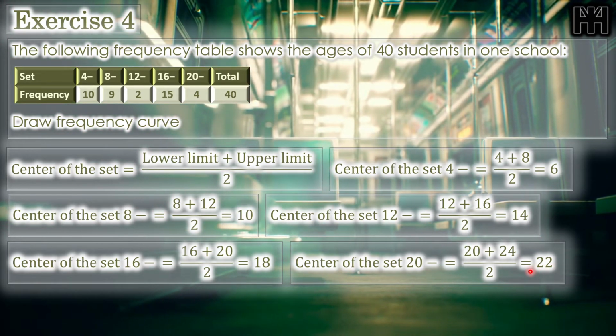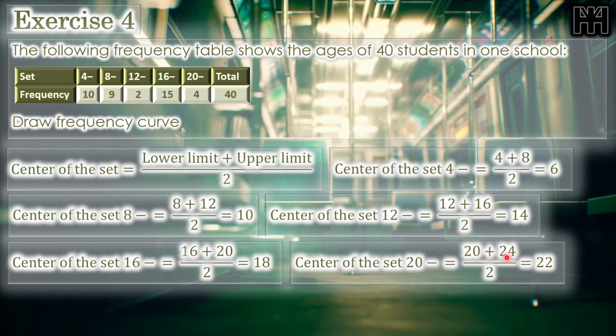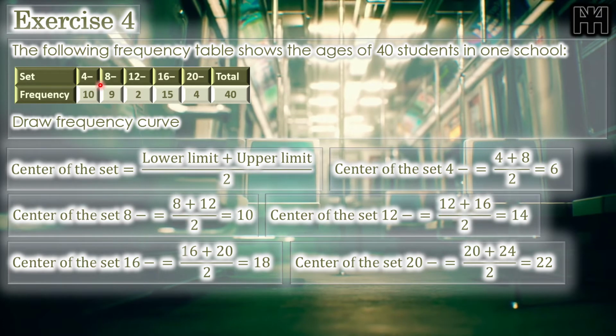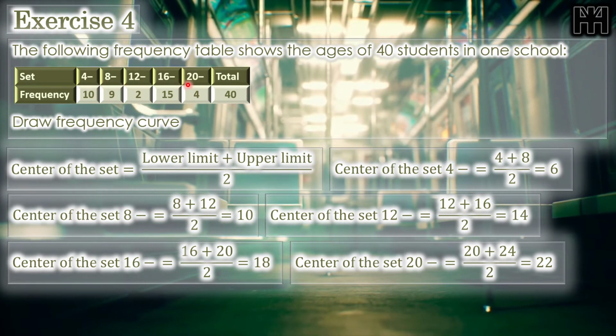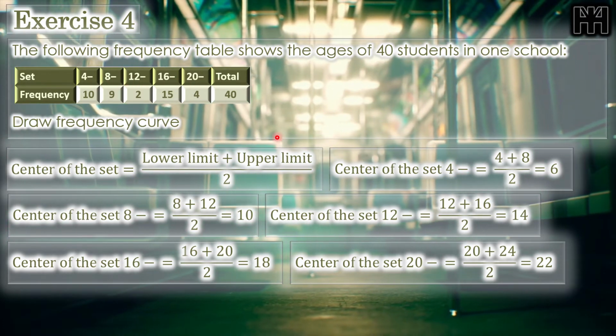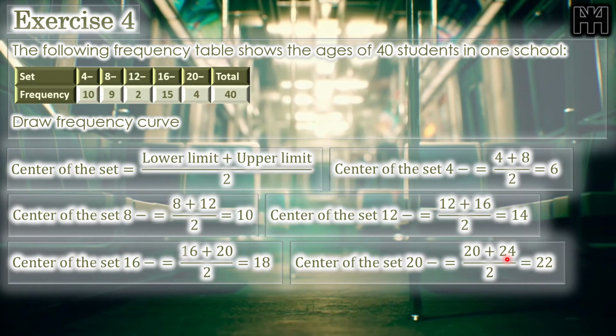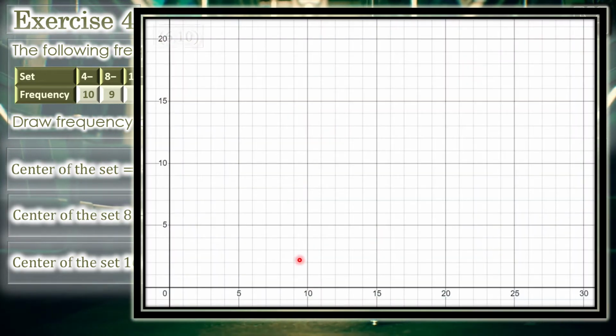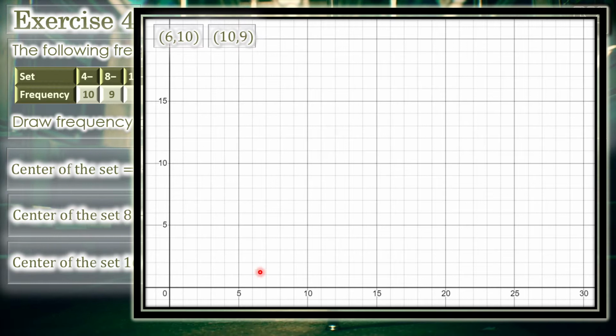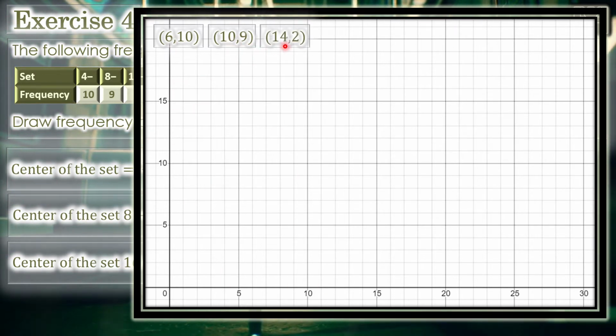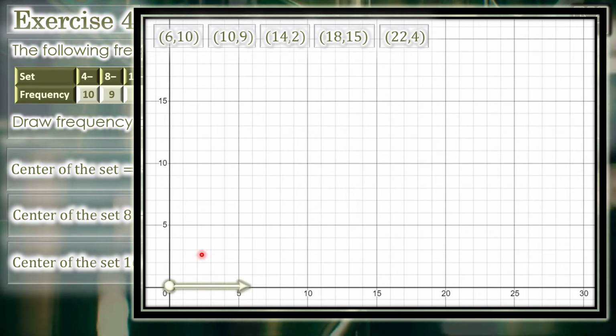Okay, how do we determine that the upper limit of 20 is 24? Because the difference here is 4: 4, 8, 12, 16. So 20 will be 24. Okay, so the upper limit is 24. Now we are ready for drawing. We have the following points: 6 in the horizontal, 10 in the vertical, 10 in the horizontal, 9 in the vertical, and so on. Let's start by drawing the 6.